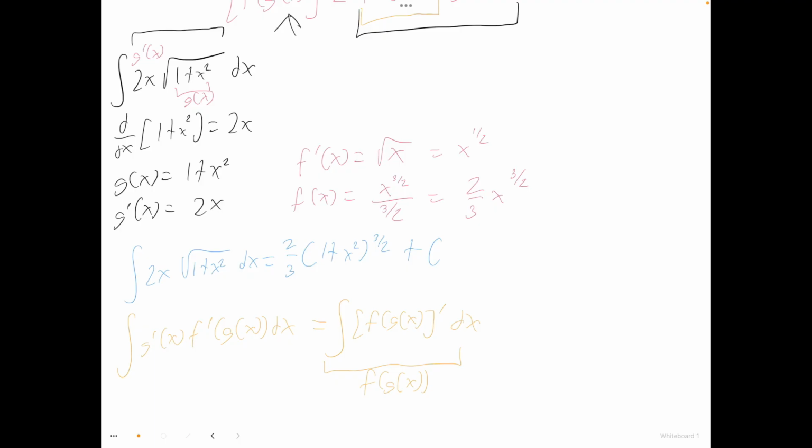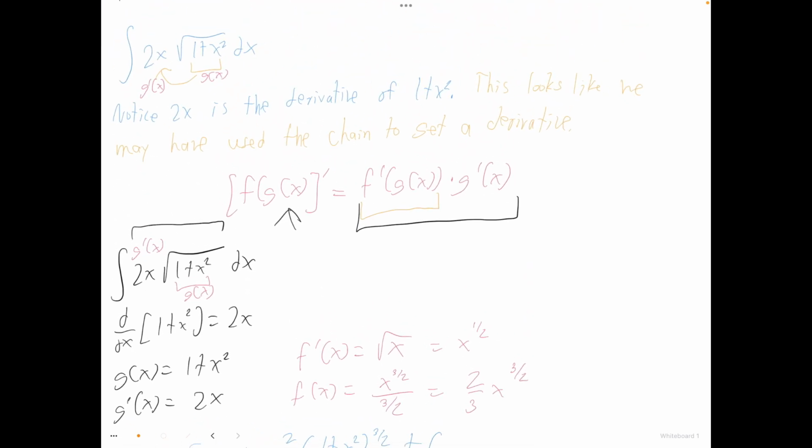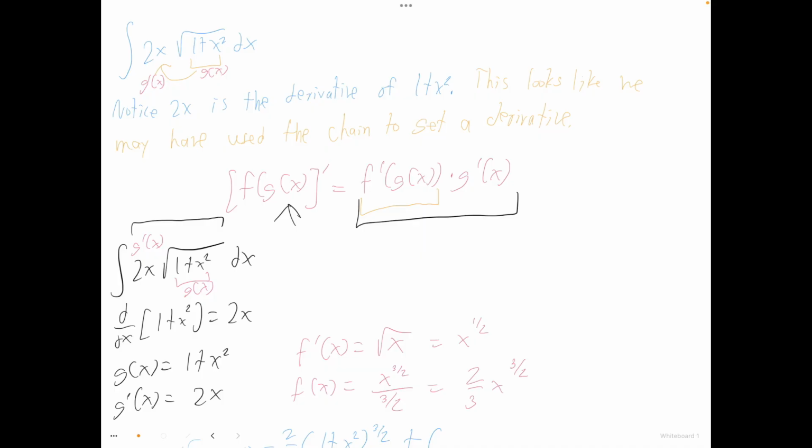That's the idea of the substitution rule. We're trying to undo the chain rule, and we undo it by pattern matching. We look at this pattern, figure out what our f prime, our g prime, and our g are, and work our way backwards to figure out what f of g of x is, and that gives us our integral.